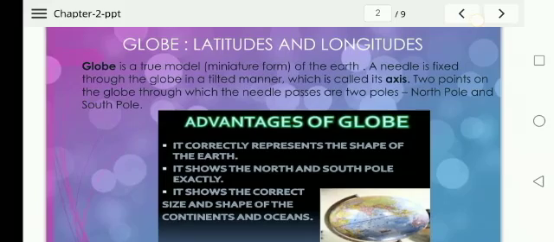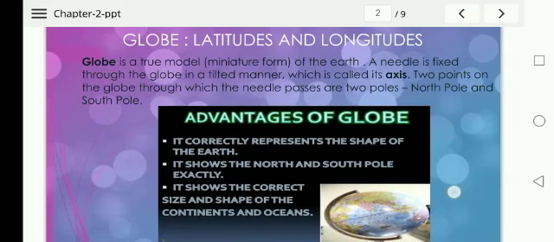First of all, globe. Globe is a true model or miniature form of the earth. A needle is fixed through the globe in a tilted manner, which is called its axis. And the 2 points on the globe through which the needle passes are the 2 poles. First one north pole and the second one south pole. The upper part is the north pole and the lowest part is the south pole.